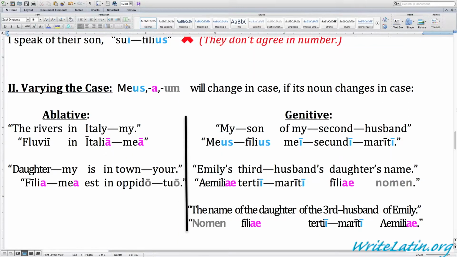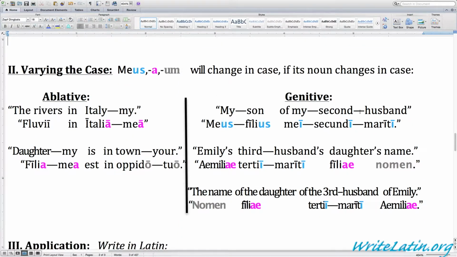All right, here's our second exercise. We'll take a sample possessive adjective like meus, mea, meum, and we want to notice that it will change in case if its noun changes in case. We haven't used any of these other cases of meus. We were just using the nominative case. But here we'll use the ablative case or the genitive case. The rivers in my Italy. You would say Italia mea.